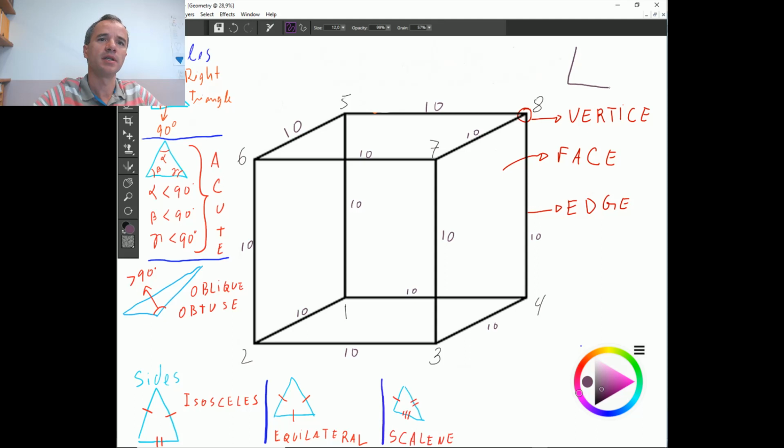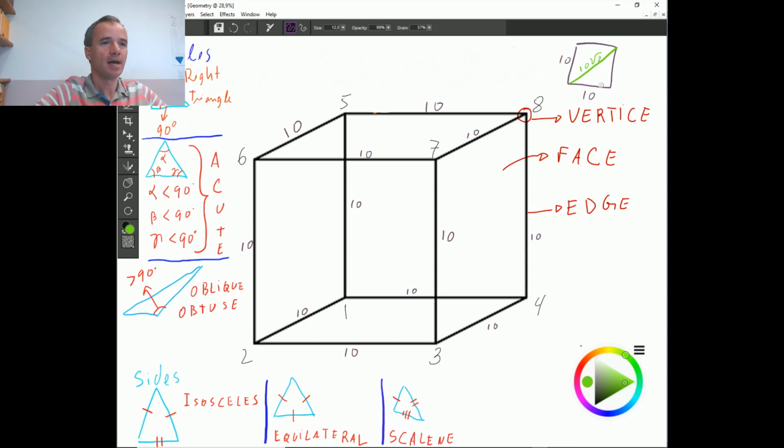Now, another property of squares, because the faces are squares. Let's see a property in here. If this is 10 and this is 10, what's this diagonal going to be? That is supposed to be 10 square root of 2. So the square diagonal measures exactly the side multiplied by square root of 2. We have to know that.